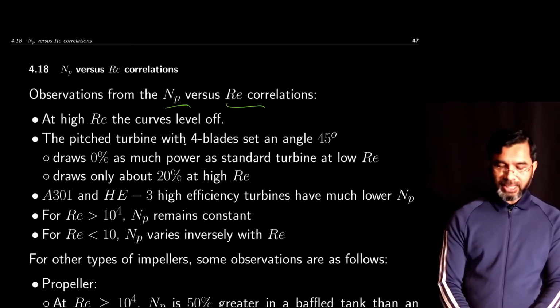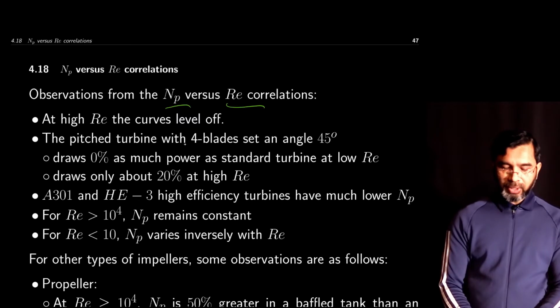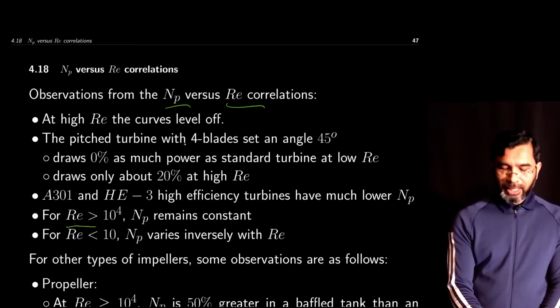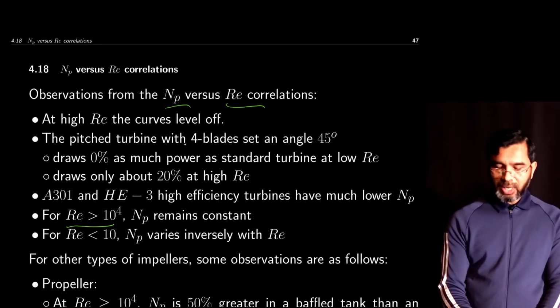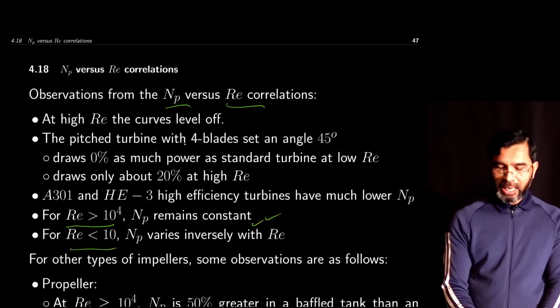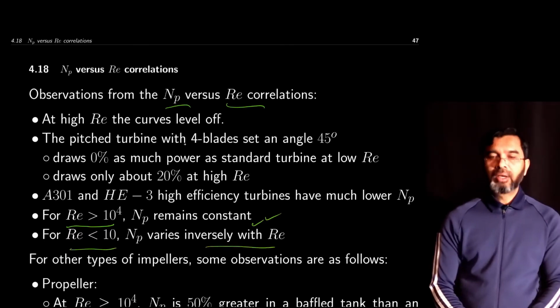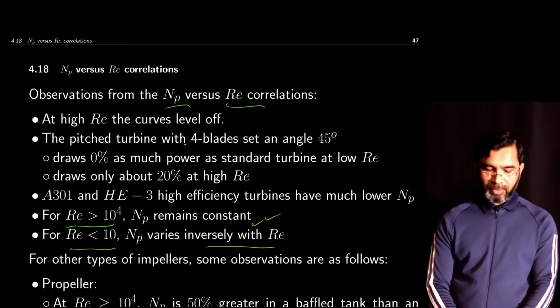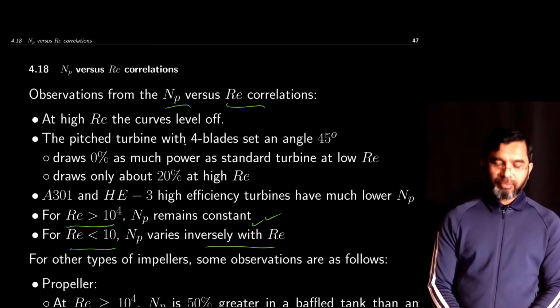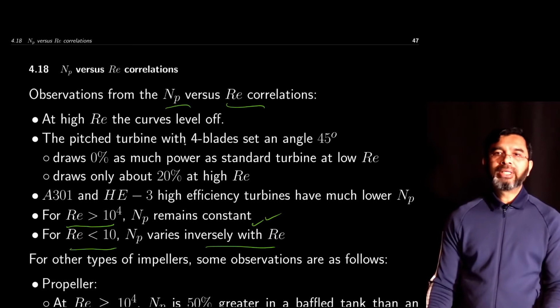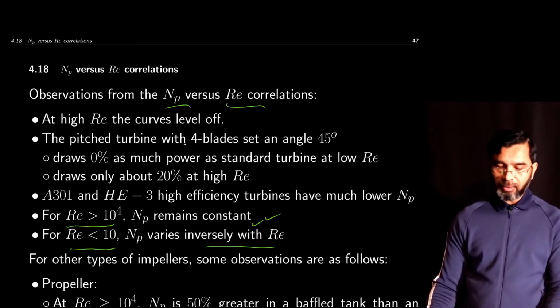So these are a few listed here. One important will be for Reynolds number greater than 10,000, so NP remains constant, and for Reynolds number less than 10, NP varies inversely with Reynolds number. So this gives us different formulation for power requirement in laminar and turbulent flow.